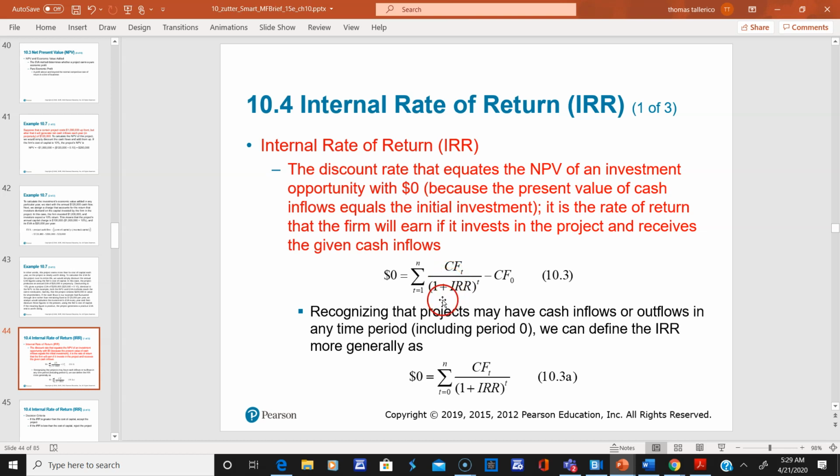So basically, there's another way to define it here. Recognizing that projects may have cash inflows or outflows in any time period, including period 0, we can define the internal rate of return more generally this way, okay? So what they do is they take the CF0 and they just wrapped it up and change this t equal 1 here, see that? To t equals 0. And they just wrapped this up into there, okay? All right, so this is a more general form of 10.3.